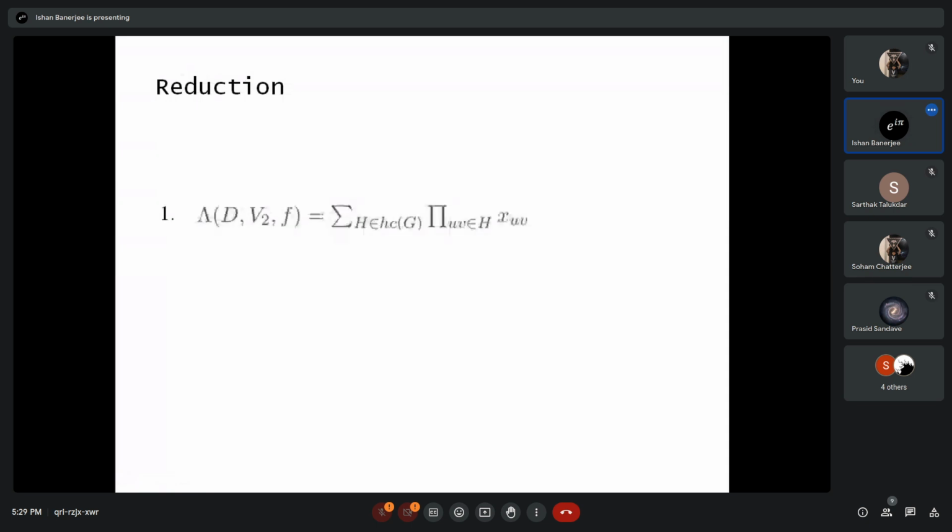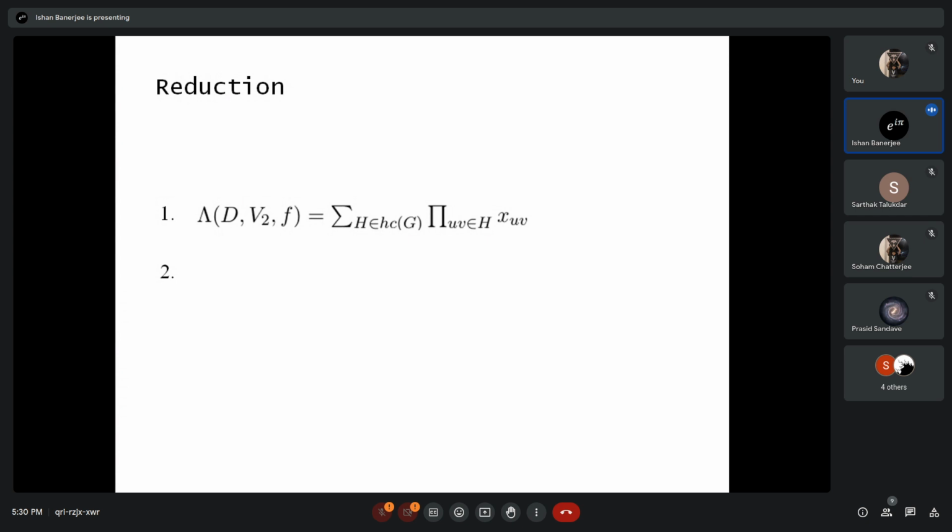The first thing is an important lemma that the sum can be represented in this particular way. This is a polynomial representation, and it is one of the most important things we'll be using in this reduction. Lambda of D, V2, f will be equal to this particular sum. We note that D is the graph and V2 is the label set. So we are labeling the arcs of D with elements of V2.